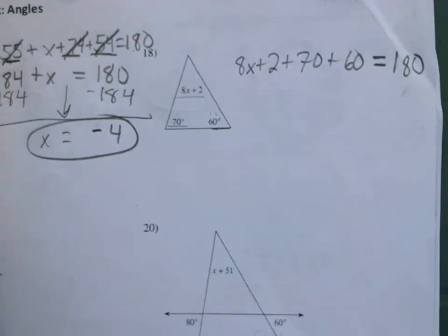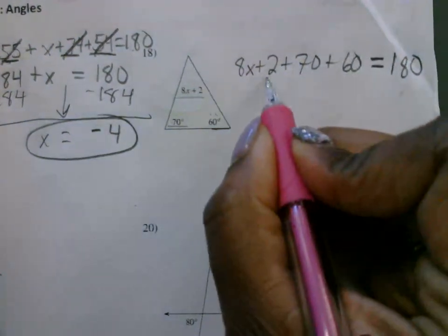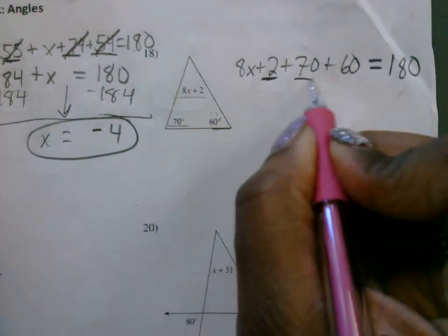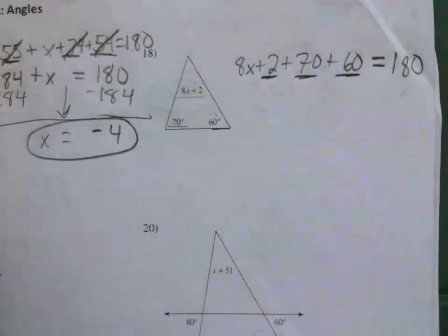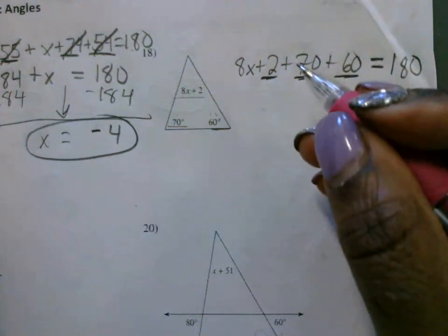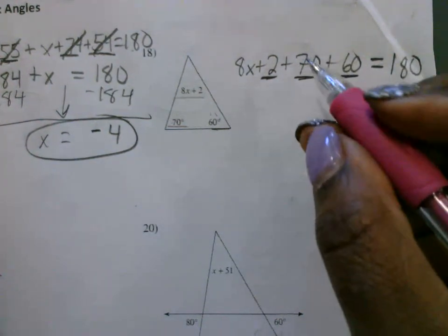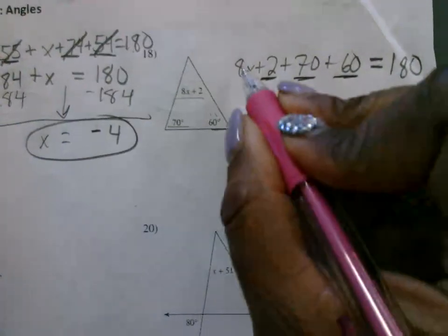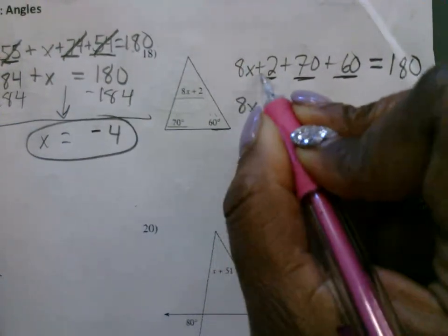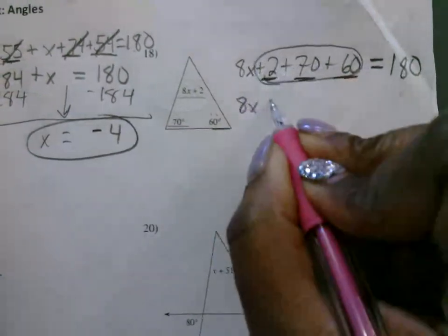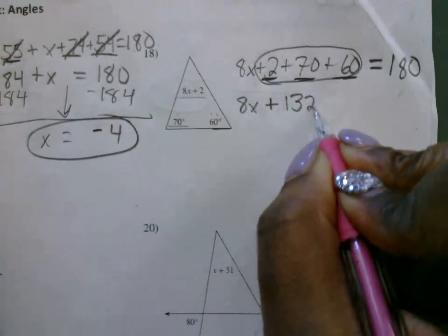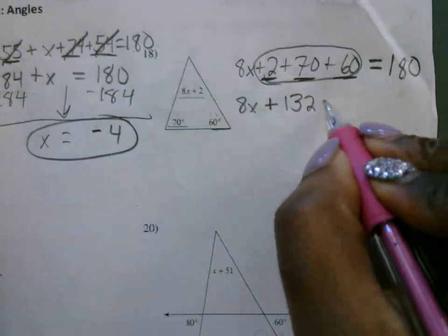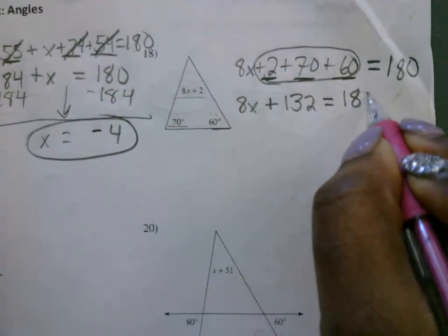Okay, so now let's combine all the terms that are alike. We're going to add in our calculator 2 plus 70 plus 60. Let's add those together. What does that give us? 132. Enrique, write this down. We're going to bring down that 8x, and all of these combined together is going to give us a positive 132. Bring down the equal sign. Bring down the 180.